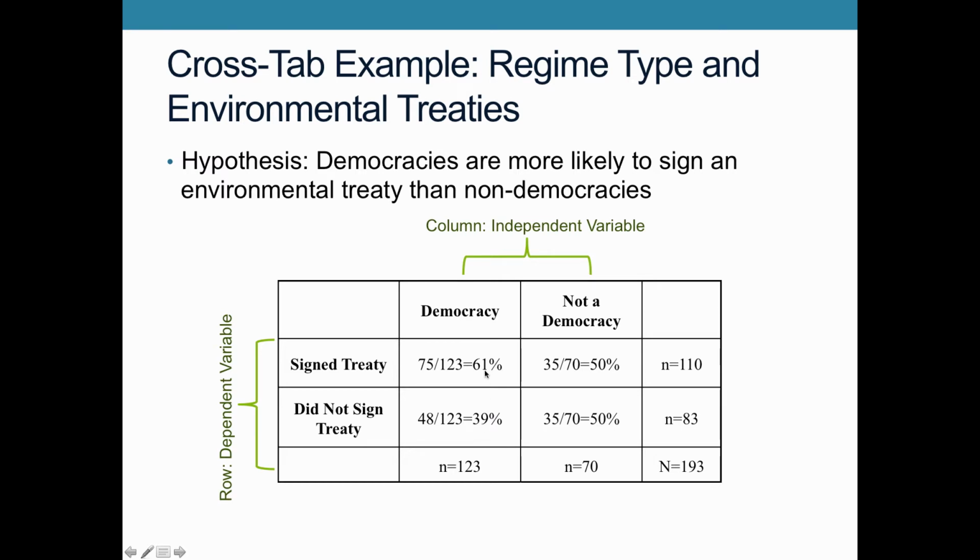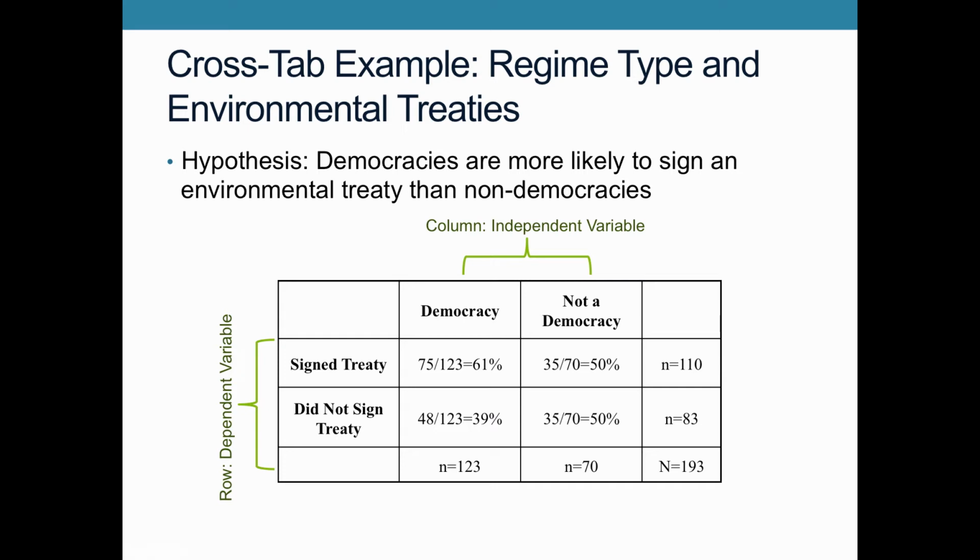The key here is to look and see whether countries that are a democracy were more likely to sign the treaty than countries that weren't a democracy. So 61-50, 39-50. We see a relationship where countries that are democracies are more likely to sign the treaty than those that are not democracies. This is what we see in just our bivariate analysis. This should seem familiar to you. This is what we covered earlier on.